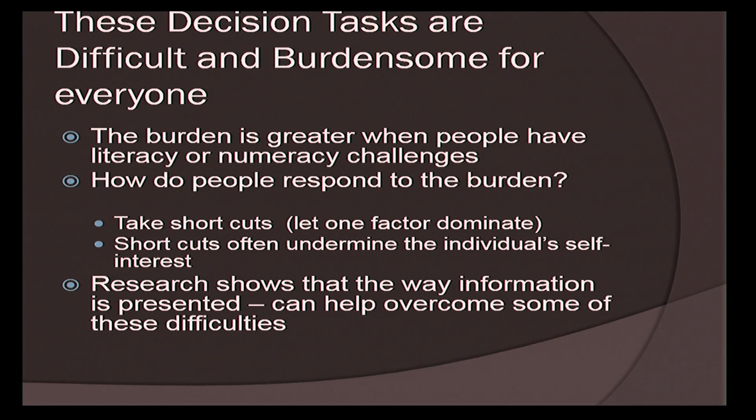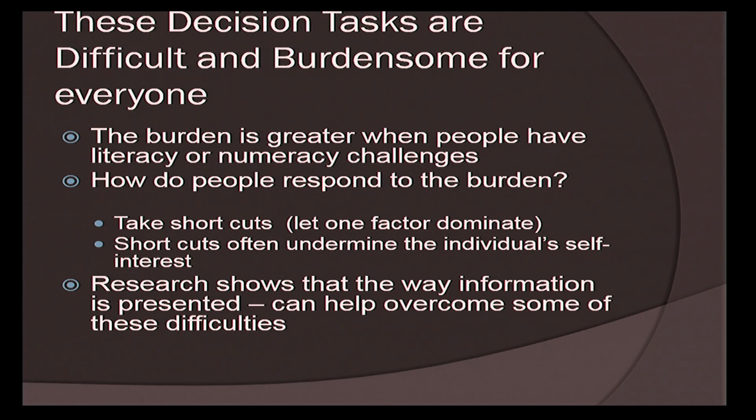So how do people respond when faced with this kind of complexity? The most common thing is simply to take a shortcut. And usually that shortcut is to decide on one factor. And it's usually a factor that people understand. And in doing that, in taking that shortcut, individuals often undermine their own self-interest.